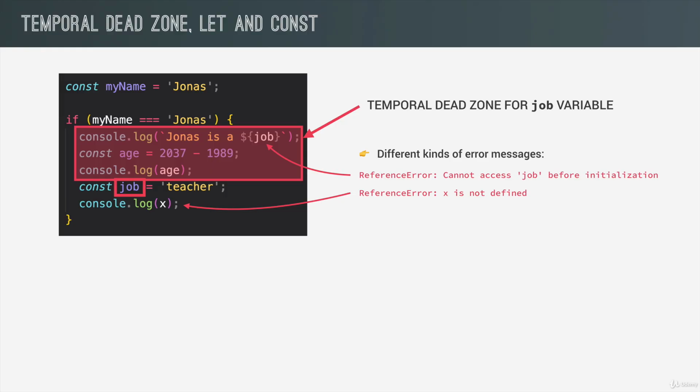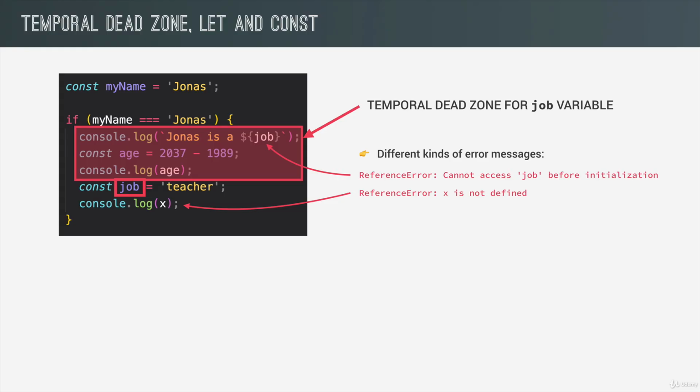So, to recap, basically each and every let and const variable get their own temporal dead zone that starts at the beginning of the scope until the line where it is defined. And the variable is only safe to use after the TDZ, so the temporal dead zone.